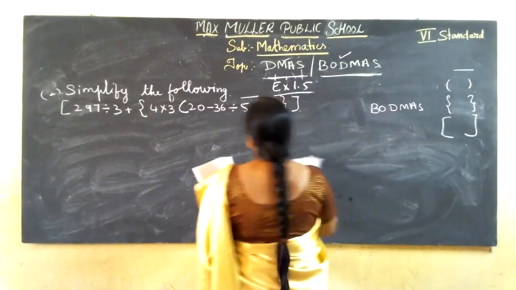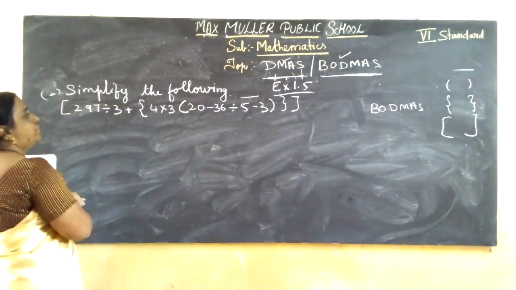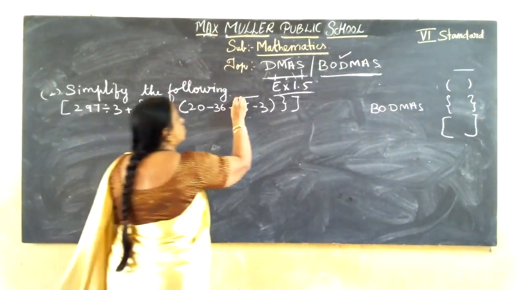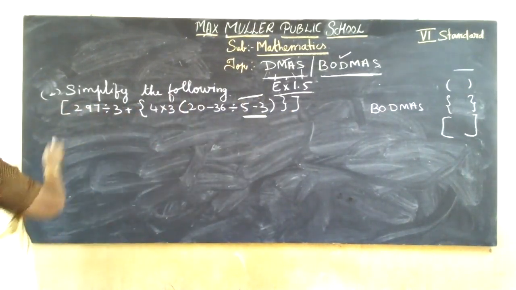So here also brackets are present. So we'll follow BODMAS rules. We'll solve one by one. First we'll go for what? Vinculum will go first. First we'll solve this, okay. So here the remaining all as it is.